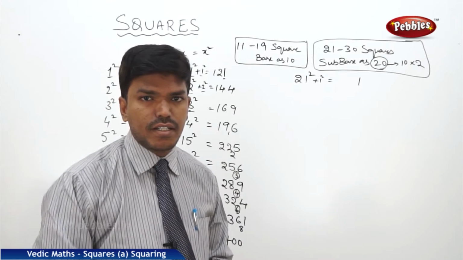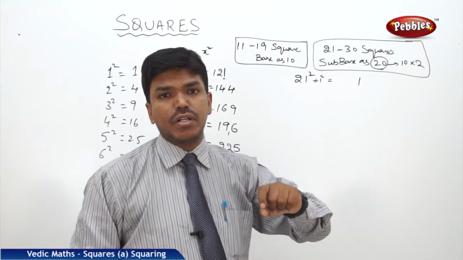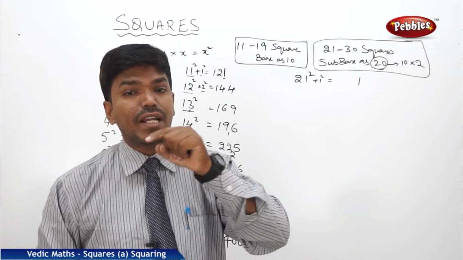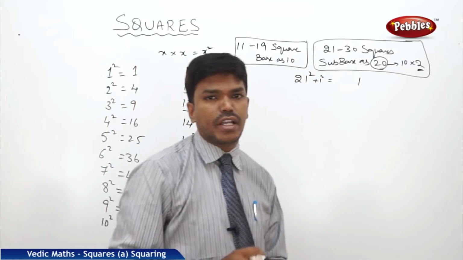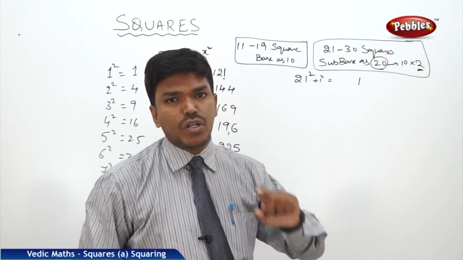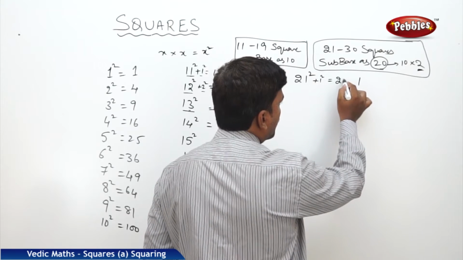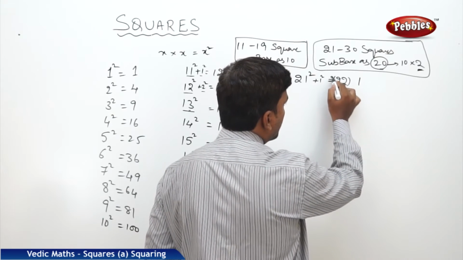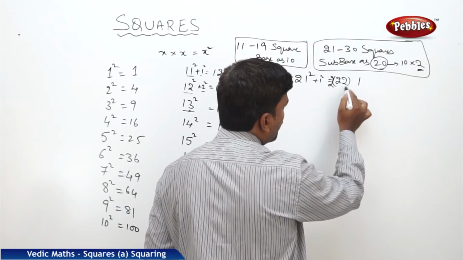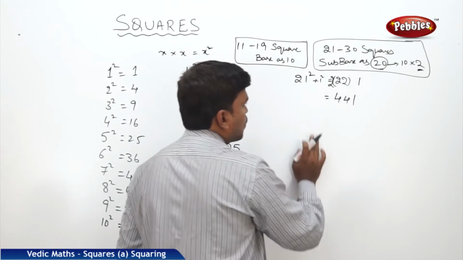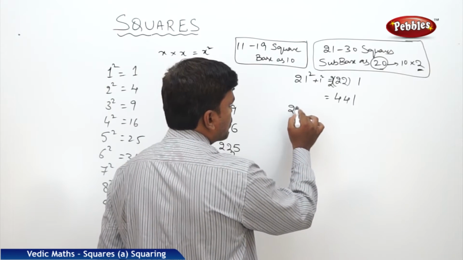22. But whatever be the sum you are going to get after adding the main number with the excess number, you need to make it double. Why? Because it is a multiple of 2, the base which you are taking. So you need to multiply with the 2. So 22 into 2. You got 21 plus 1, 22. Now this 22 is multiplied with 2. So drop 1 as it is. 2 into 22, 44. So 21 square is how much? 441.